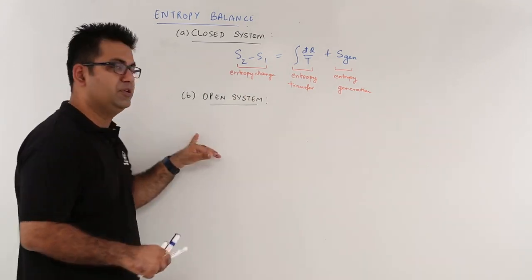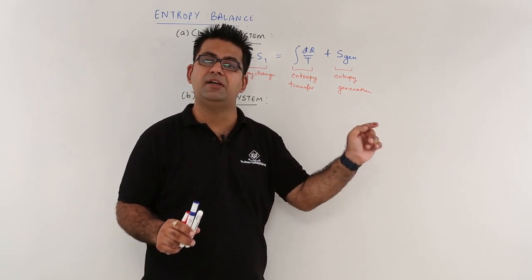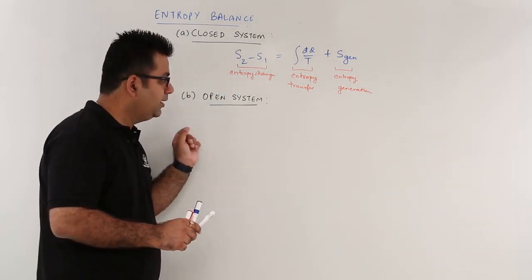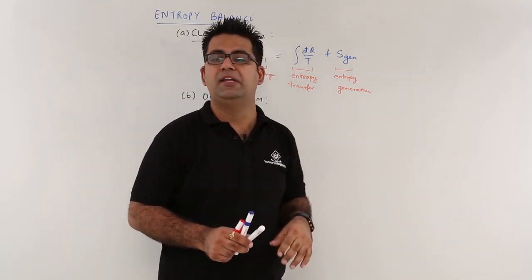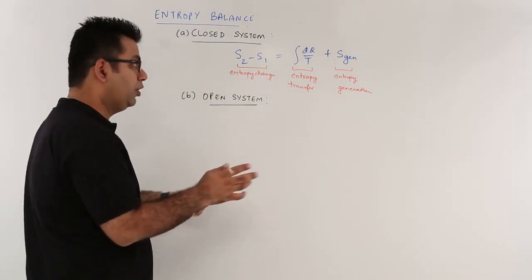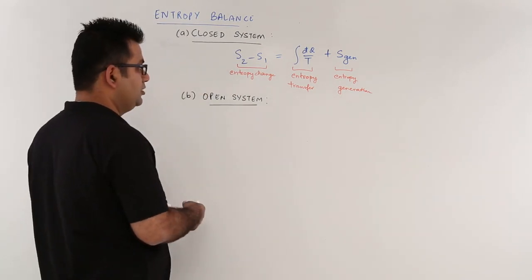Now let's come to an open system. In an open system, you have some mass inflow and some mass outflow. So there will be some entropy which will be carried by the mass entering, and there will be some entropy which will go out by the mass which exits. Now we are not concerned with what kind of system it is, whether it is a steady flow system or an unsteady flow. So let's look at that.